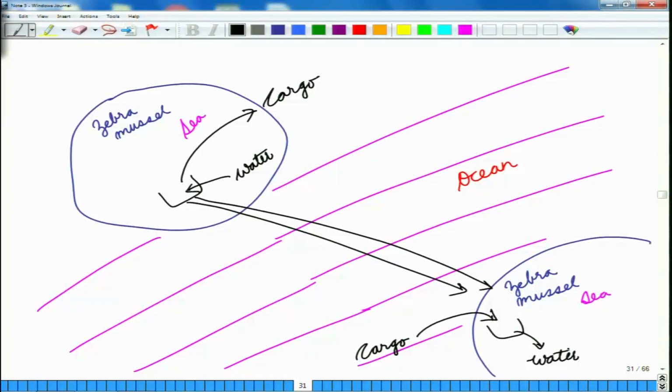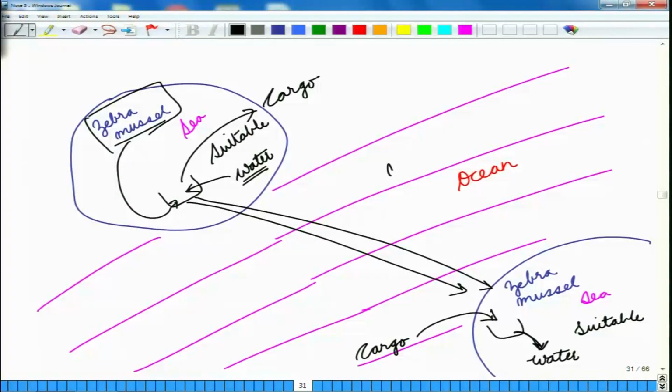So, what has happened in this situation is that this zebra mussel goes inside the ship along with the water, and when it has come to this area, then when the water is pumped out, the zebra mussel is also pumped out. So, essentially in this case the zebra mussel has been able to disperse itself from one suitable habitat to another suitable habitat, across an unsuitable habitat, often across very large distances.